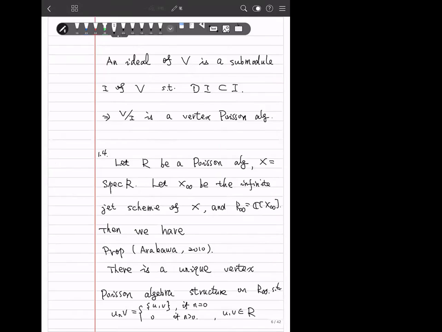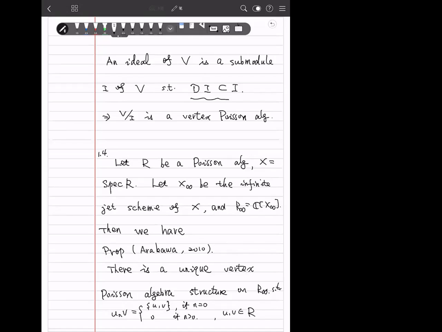Now, an ideal of V is a submodule I of V. Here I didn't give the definition of module; I think I don't need to, so you can imagine. When we know the definition of algebra, it satisfies this condition. It follows that the quotient is also a vertex Poisson algebra induced by the original one.